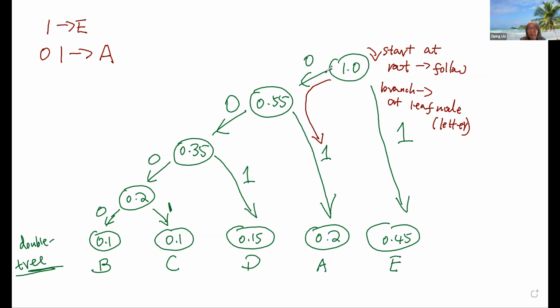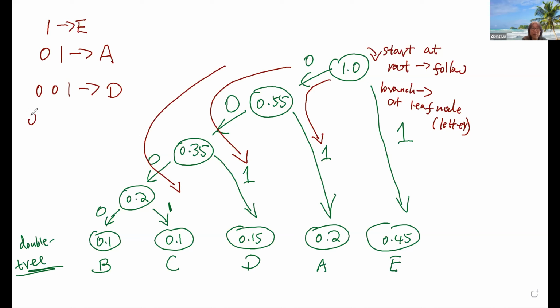And then let's see D. For D, you go with what? 0, 0, and then what? And then go to the right. Is it? So 0, 0, 1. Is it? And then you get D. Is it? And then C is what? 0, 0, 0, 1. Is it? Then you get C. And for B it is all 0. Is it? So through the path, you can reach each letter.